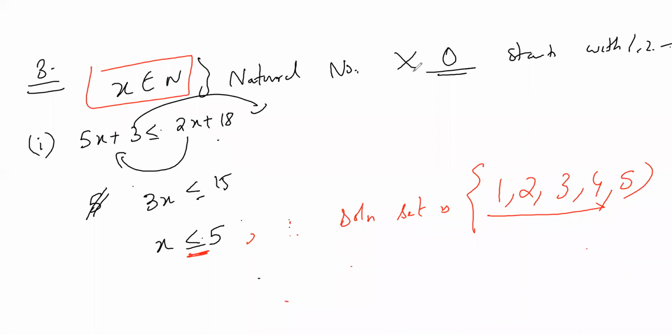If you want me to explain one more time, the question is nothing but x belongs to N. Solution set in the sense, this is a set. Set meaning it may include numbers, variables or whatever it is. Natural number starts from 1, 2, 3, 4, 5. For example, 5x plus 3 equal to 2x plus 18, I will put 5x minus 2x, 3x is equal to 15, x is equal to 5.